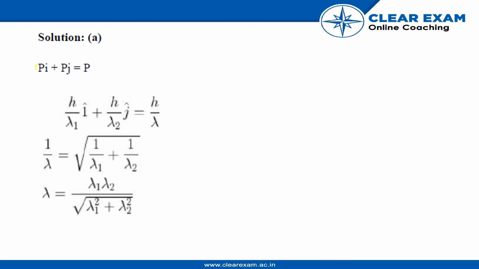So we conserve momentum at the point of collision. We are using the equation Pi plus Pj is equal to P. It is Pi and Pj because it is given in the question that both particles are moving perpendicular to each other, so one along I and the other along J. So we are conserving momentum here, and it equals the total momentum.